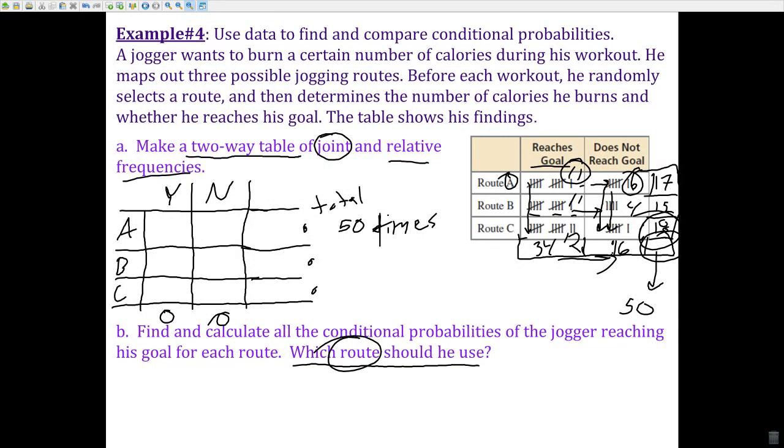Or sorry. No, that's not right. That's just the percent of how many times he runs. We want to find this actually. That's not right. We don't want to find this. This would give us the amount of times that he ran those routes. Ran percentage, right? How many times did he run at route A? How many times did he run at route B? How many times did he run at route C?